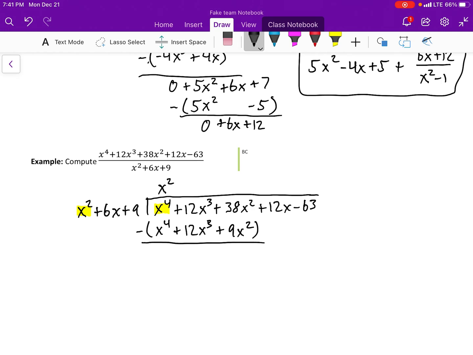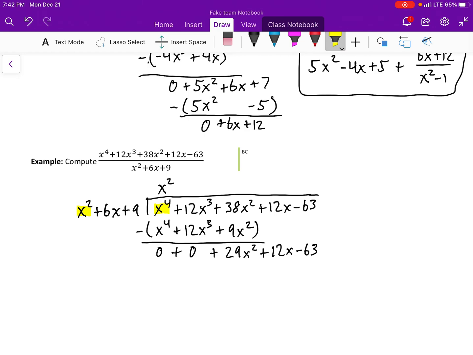Now in this case, we actually get rid of two terms. We get rid of the x to the fourth power. x to the fourth power minus x to the fourth power is 0. We also get rid of this second term here, 12x to the third minus 12x to the third. And then we have 38x squared minus 9x squared. That's going to be plus 29x squared. So 38 minus 9 is going to give us 29. Okay, and now I just want to copy down what I have remaining.